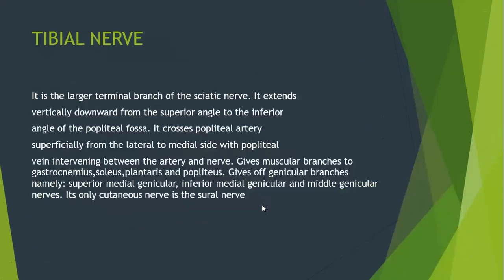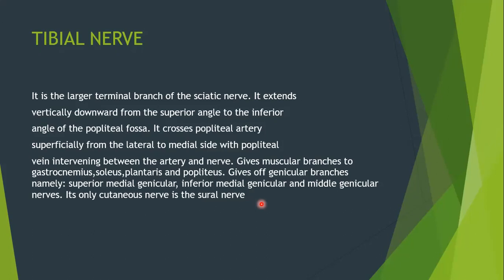So here we are. Let's look at the tibial nerve, then I'll show you an image. Now, the tibial nerve is the larger terminal branch of the sciatic nerve. It usually extends downward from the superior angle to the inferior angle of the popliteal fossa. That is a very important point. Then it crosses the popliteal artery superficially from lateral to medial side, with the popliteal vein intervening between the artery and the nerve. It gives off muscular branches to gastrocnemius, soleus, plantaris, and popliteus.